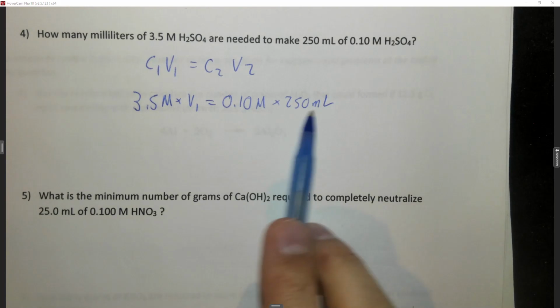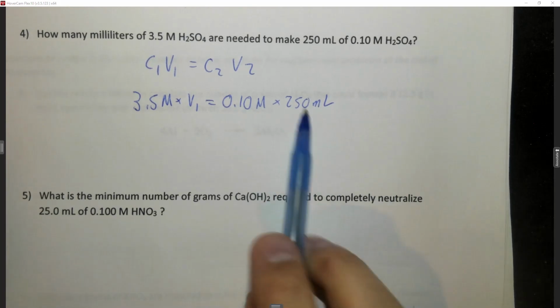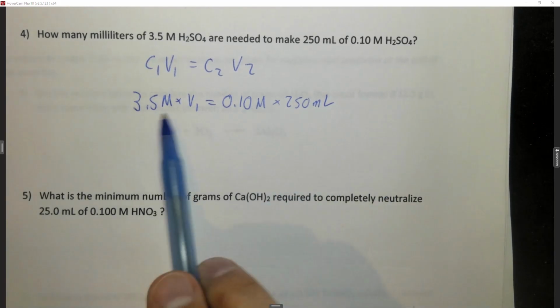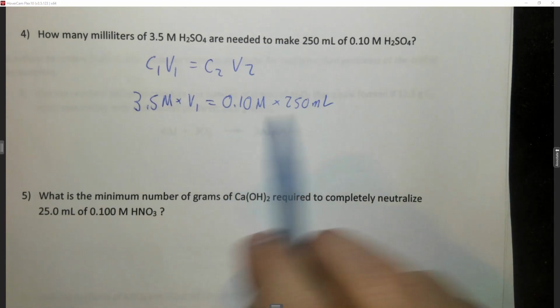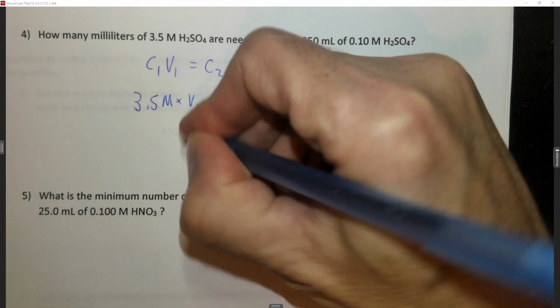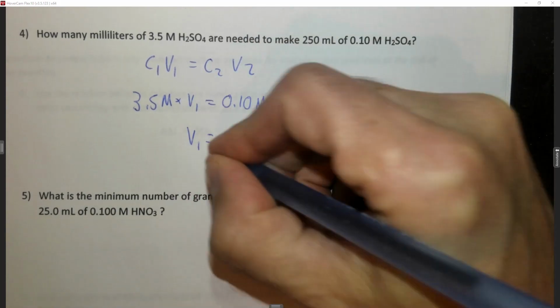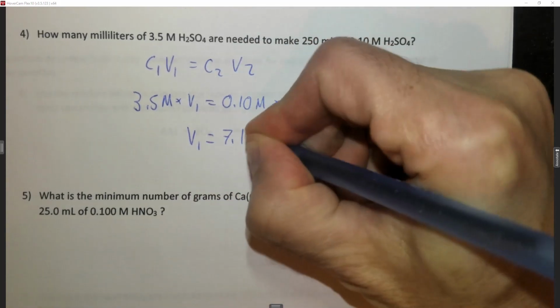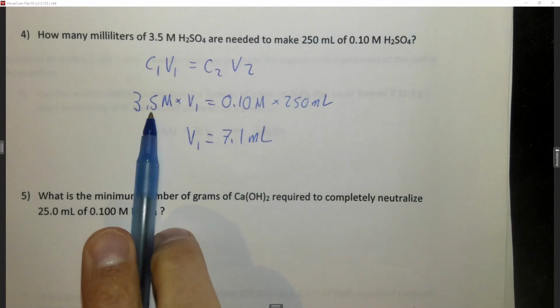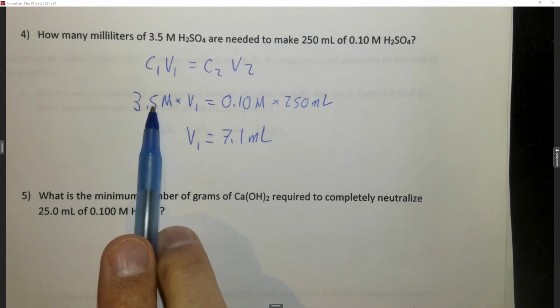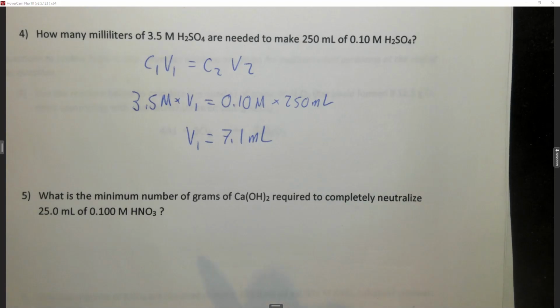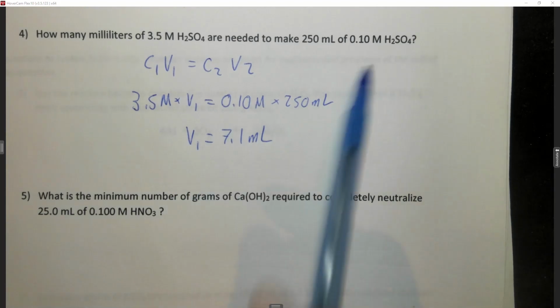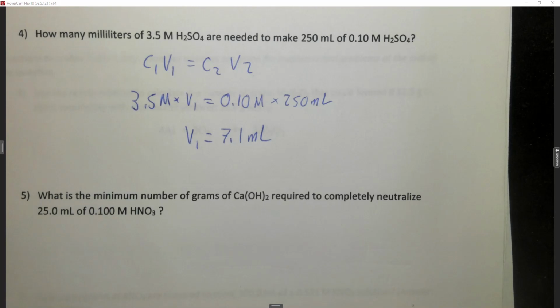Note that I don't need to change this to liters. If I did, it wouldn't be wrong, but it's not necessary to do that because essentially we have a proportionality here. So multiply these two numbers together and divide by that one, and we find that V1 here equals 7.1 milliliters. So if we take 7.1 milliliters of this more concentrated acid and add it to about 243 milliliters of water, we will end up with a 0.1 molar sulfuric acid solution.